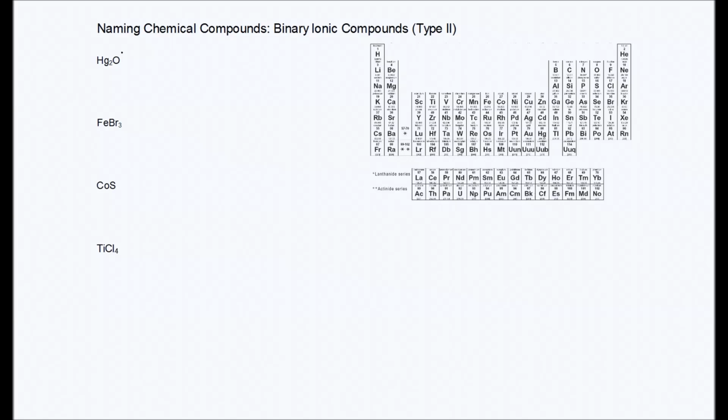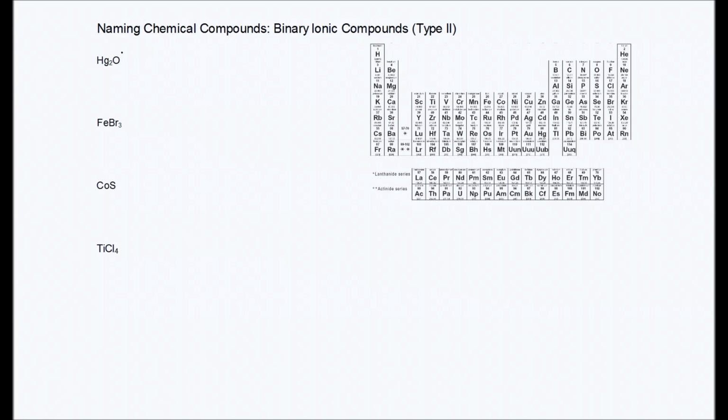If you have a metal that's not one of the type 1 metals, so basically most of the periodic table's metals, these you don't know the charge of the ion of the metal from the periodic table, so we've got to put that charge into the name. And we do that with the Roman numeral. Now how do we figure it out? We figure it out from the formula.